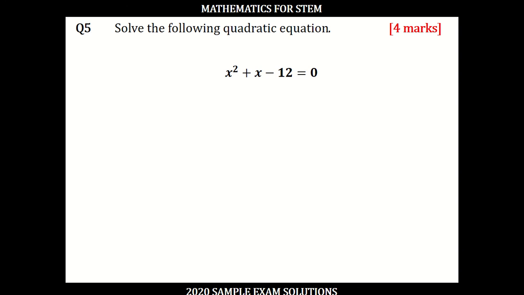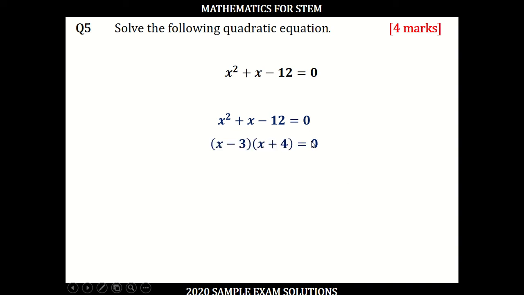Question 5 then, we want to solve this quadratic equation. So we've got x squared plus x minus 12 equals 0. Now the factors of x squared are definitely x by x. The factors of 12 could be 12 and 1, 6 and 2, or 4 by 3. Now we need to get a plus 1x. So that means we're going to have a 4 and a 3, because 4 taken with 3 will give you a plus 1.